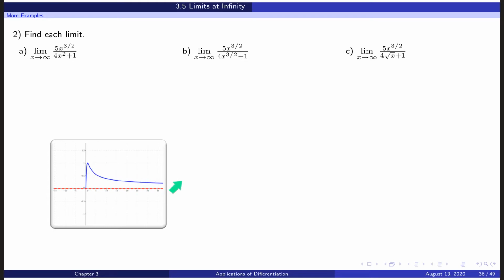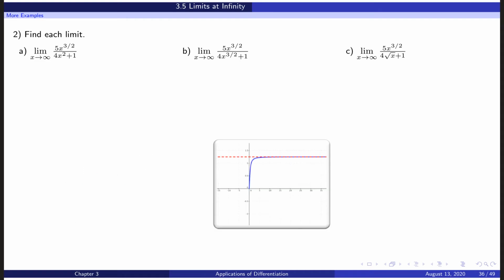We can see that this one will approach 0 as x gets huge. Plot of the first function does approach 0 as x gets large. Answer to the second one, we can see that this plot approaches 5/4. Plot of the second function does approach 5/4 as x gets large.